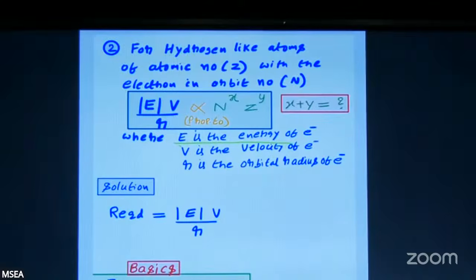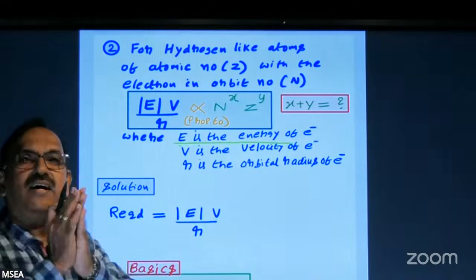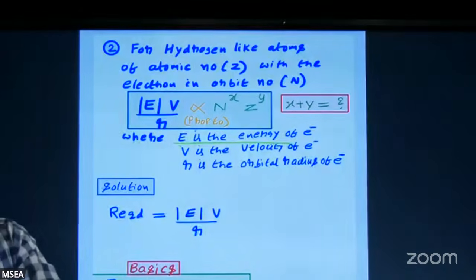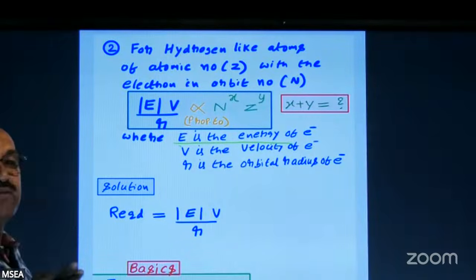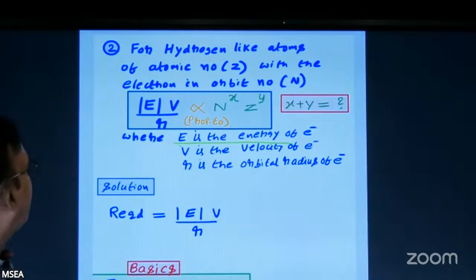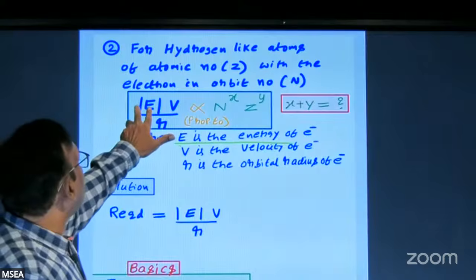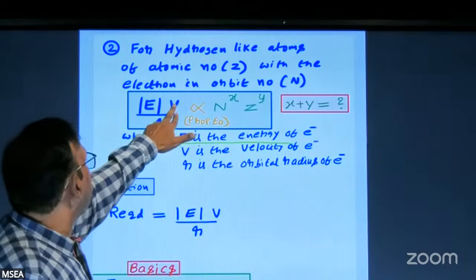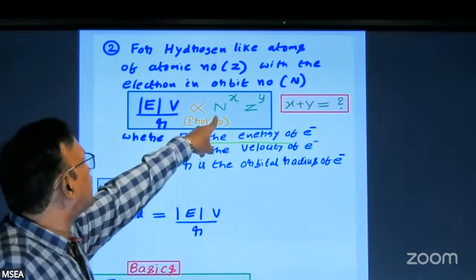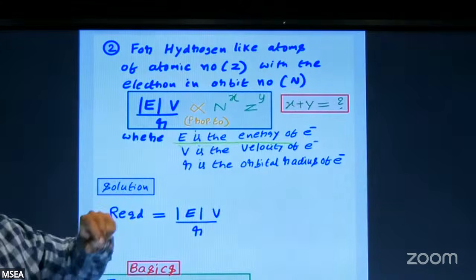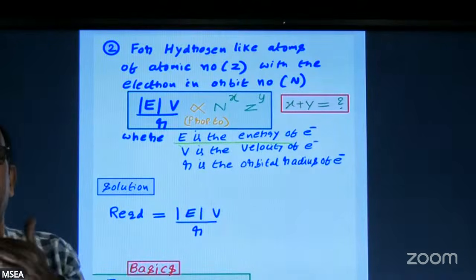I just repeat: this is a hydrogen-like atom, so it can have any atomic number z. Then it is orbiting in some orbit number n, so it will have some velocity, some radius, some energy. I want the product of the mod of the energy into velocity by r to be proportional to n to the power of x into z to the power of y. What is x plus y?